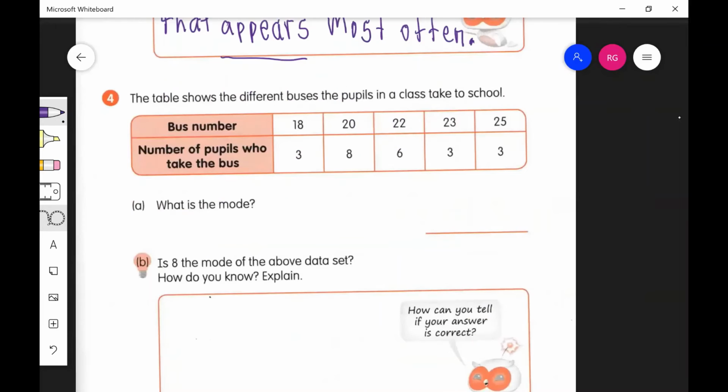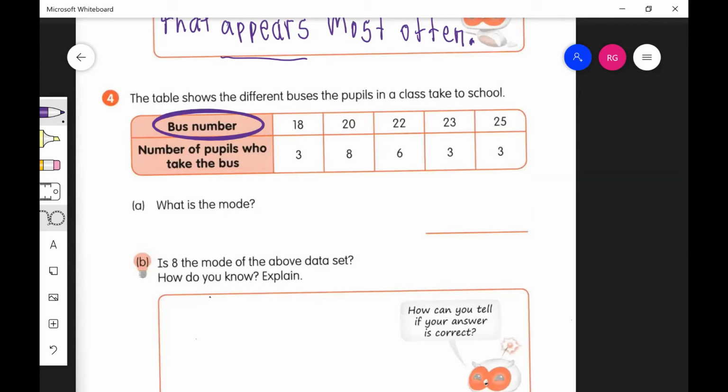Okay, the next one there, what's the mode here? Anybody? 3. Sure? All right, so let's see here. This table shows the different buses the pupils in a class take to school. Okay. So in this case, I think what they want us to do here is pick whatever bus number the most kids sit on. Does that make sense, guys?